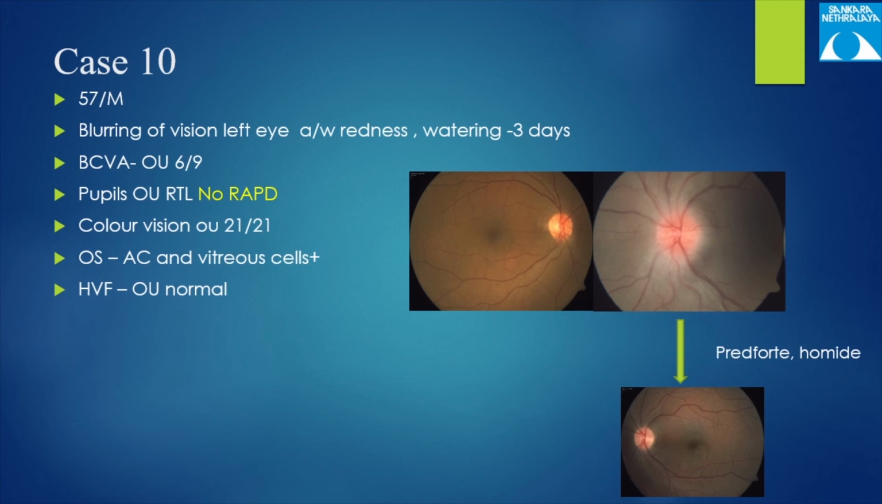There was no RAPD in either eye. Color vision was good. He also had cells in the AC and vitreous. You can see here the left eye showed disc edema, and with Prednisolone and Homide, it had resolved. So what disc edema was this? Inflammatory disc edema.